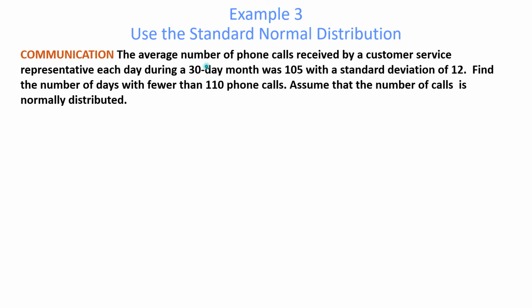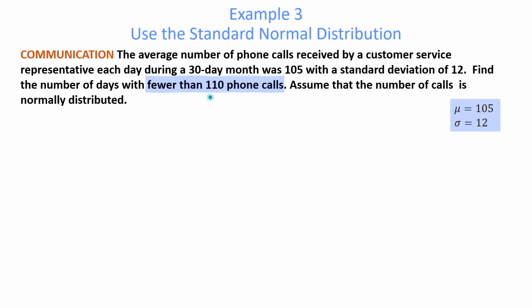Example 3. The average number of phone calls received by a customer service representative each day during a 30-day month was 105 with a standard deviation of 12. Find the number of days with fewer than 110 phone calls and assume that the number of calls is normally distributed. So we'll make a note of the mean, which is 105, and the standard deviation, which is 12. And the data value we're interested in is 110 phone calls.